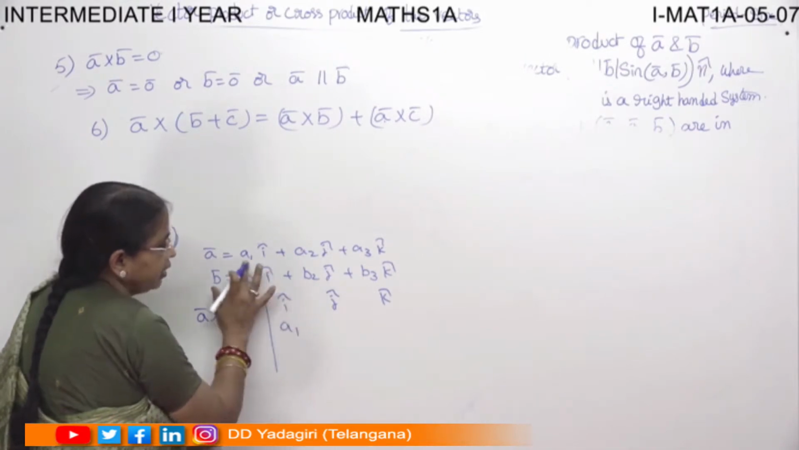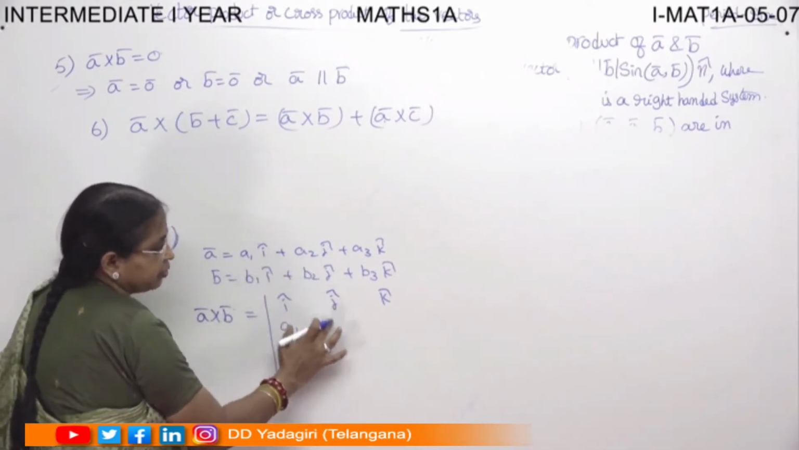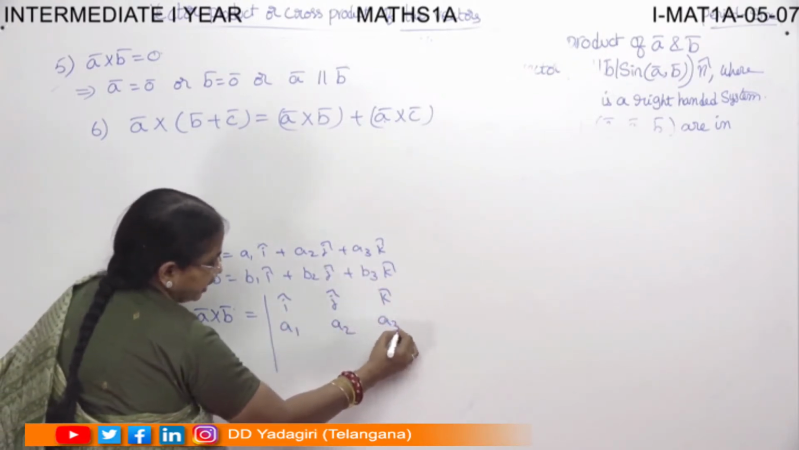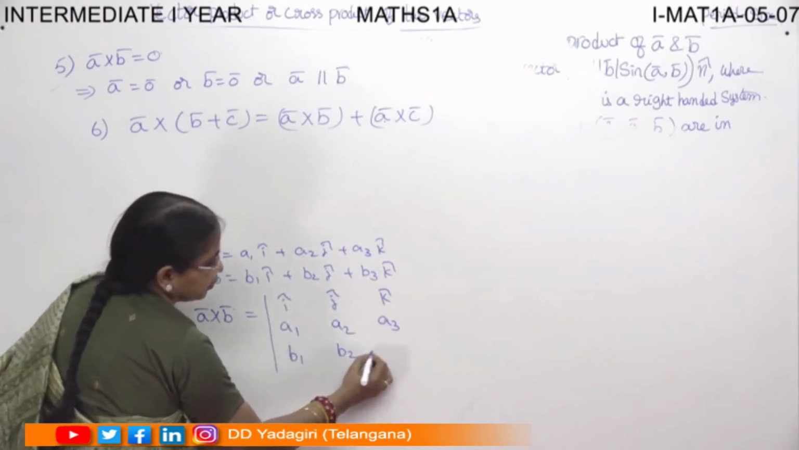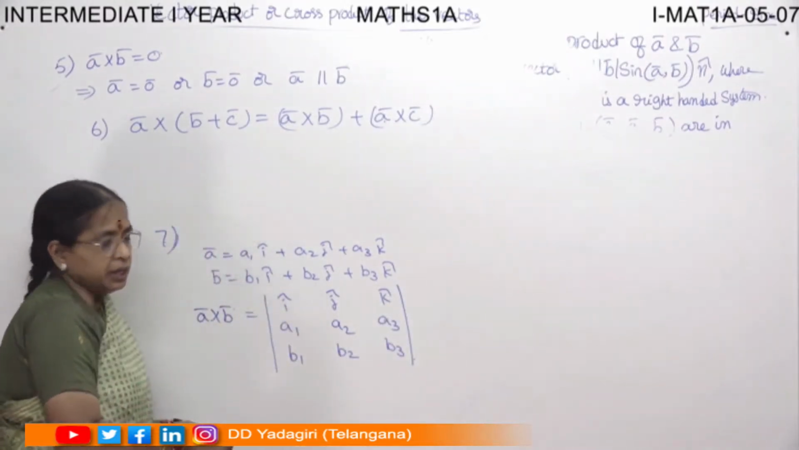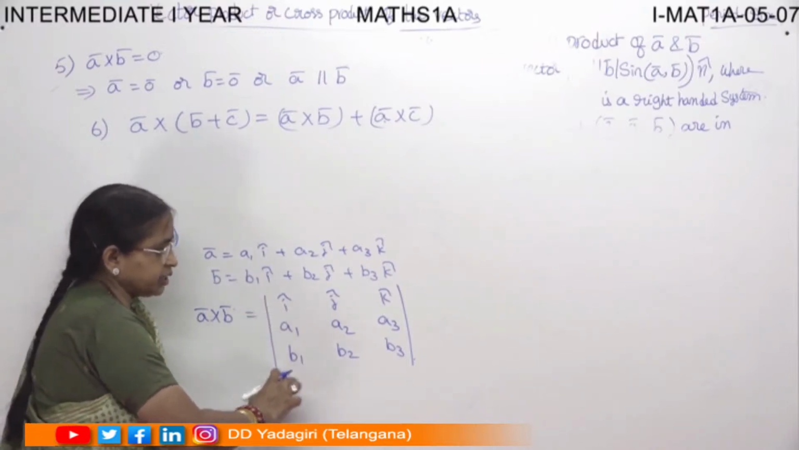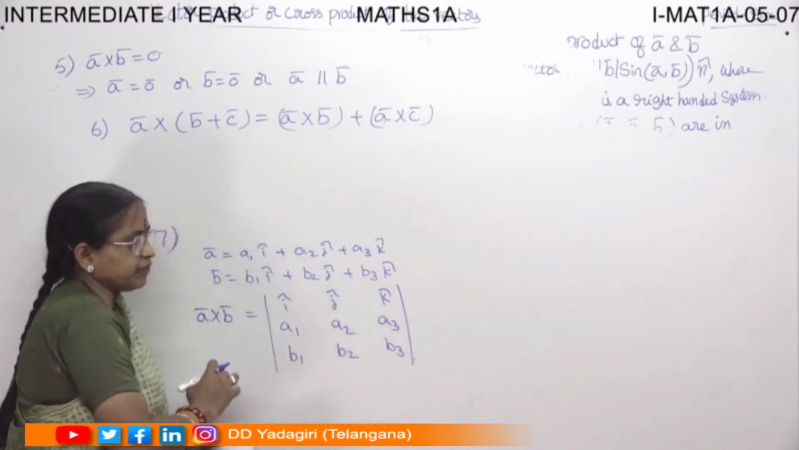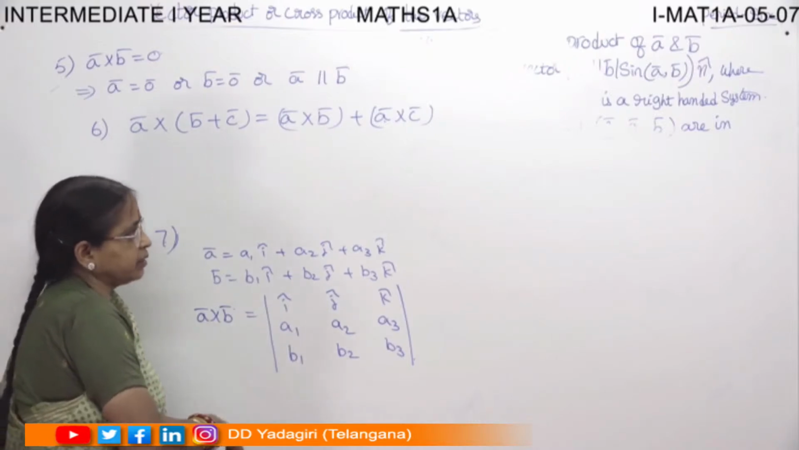And then we'll write i coefficients: i coefficient, j coefficient, k coefficient, A1, A2, A3, and then ijk coefficients B1, B2, B3. So what is this? You will learn about this in matrices. In matrices, this is the determinant symbol for a matrix. Just write this formula. The expansion I'll explain now.